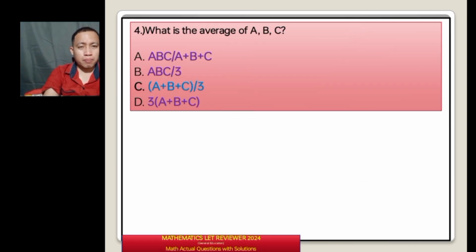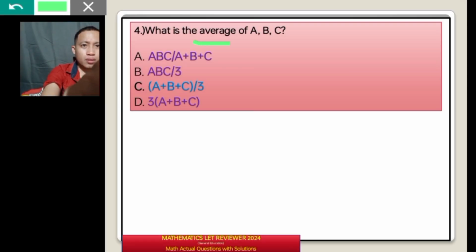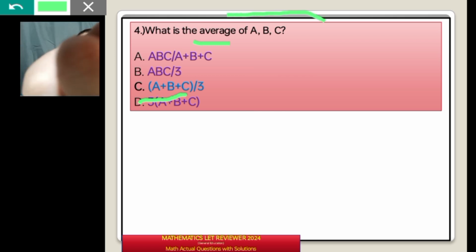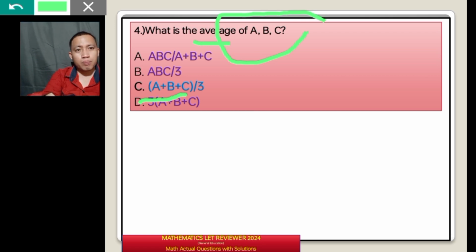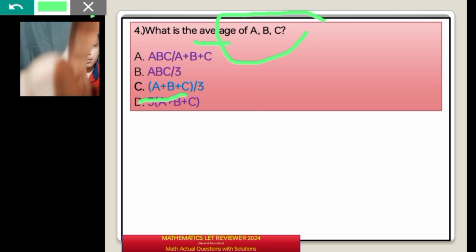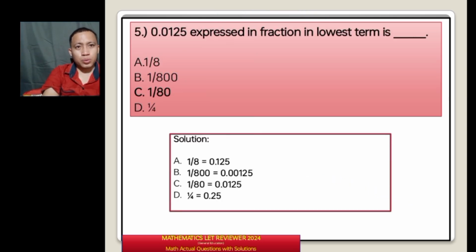Let's proceed to our fourth problem. What is the average of A, B, C? As we all know that average is, you need to count the number of terms or letters, numbers, something like that, then divide by the total number. Just like the quantity of A plus B plus C, then divided by 3 because there are 3 letters in the given problem. Okay? Let's proceed to question number 5 or item 5.